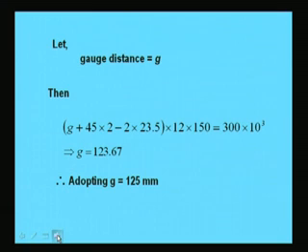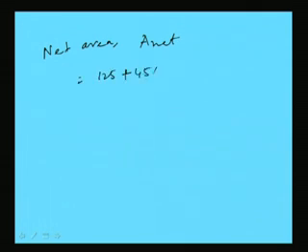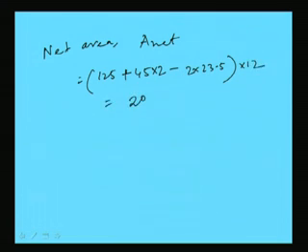So, the process we have discussed is how to find out the gauge distance and how to find out the total width of the plate. In this case we are adopting gauge distance as 125. The net area we can find out, A net will become 125 plus 45 into 2 minus 2 into 23.5 into 12. This is the net area, which is becoming 2016 millimeter square.